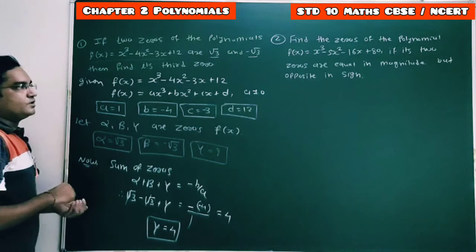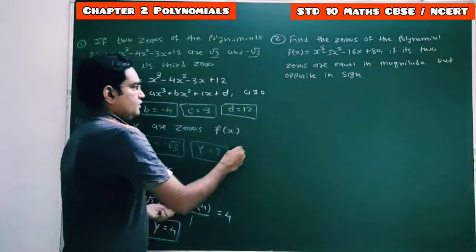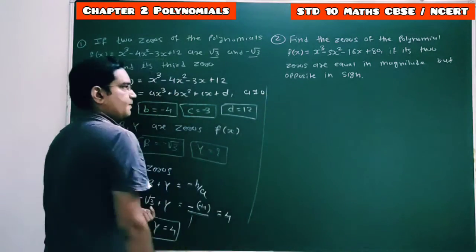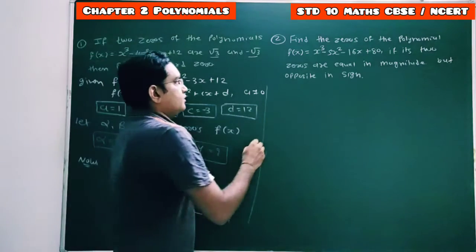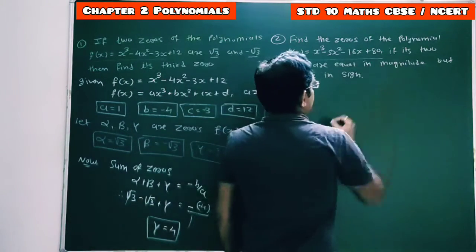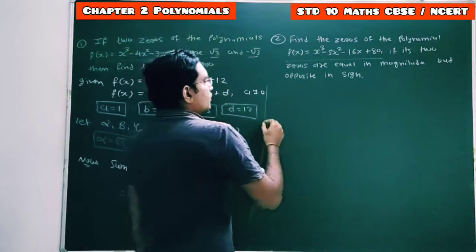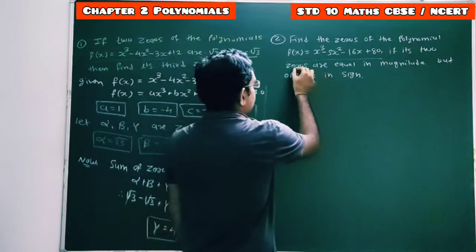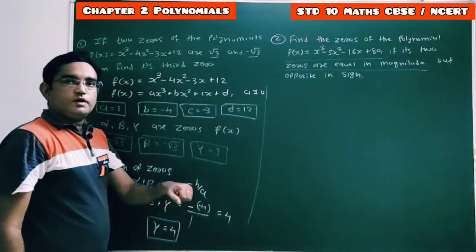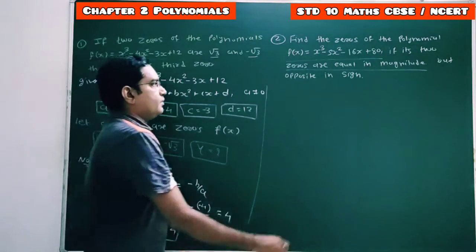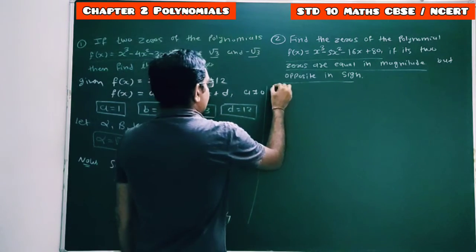Clear students? So this is how you can solve question number 1. Now next question, question number 2. Here find the zeros of the polynomial. The given polynomial is a cubic polynomial. Find the zeros of this cubic polynomial if two zeros are equal in magnitude. The information regarding two zeros is given, that two zeros are equal in magnitude, their values are equal but opposite in sign.